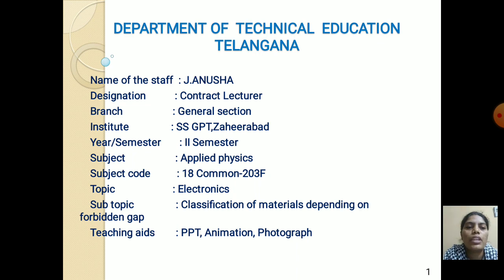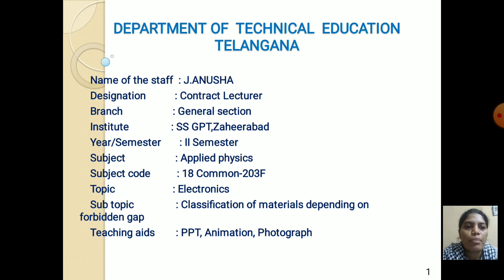This is J. Anusha working as lecturer under Department of Technical Education, Telangana. I am working at SS Government Polytechnic, Zahirabad in general section, and the subject I am dealing with is applied physics for first year second semester students with the subject code 18 common 203F. And the topic we are going to discuss is electronics, which is the sixth chapter from our syllabus.